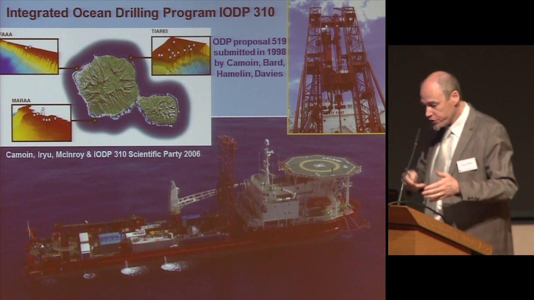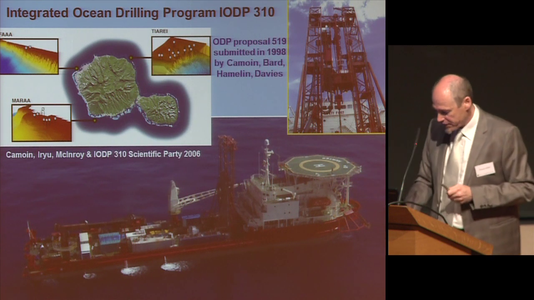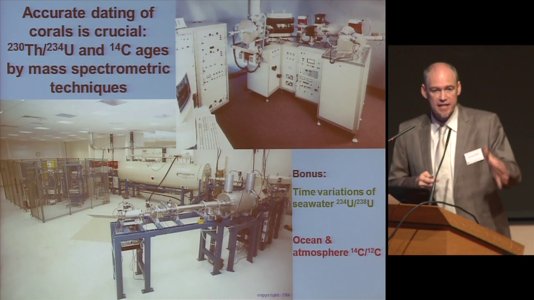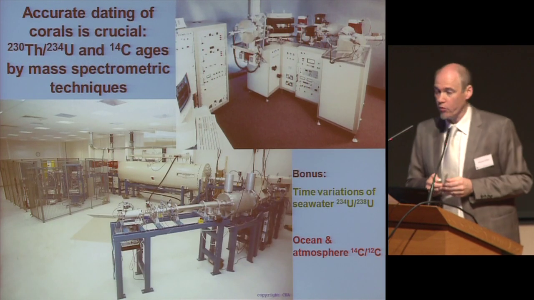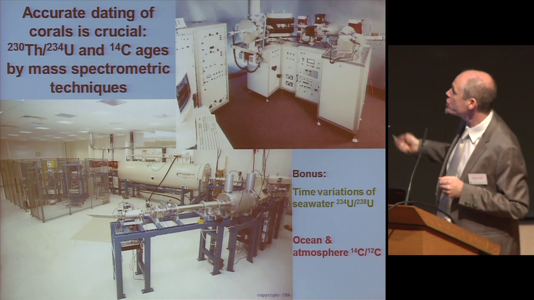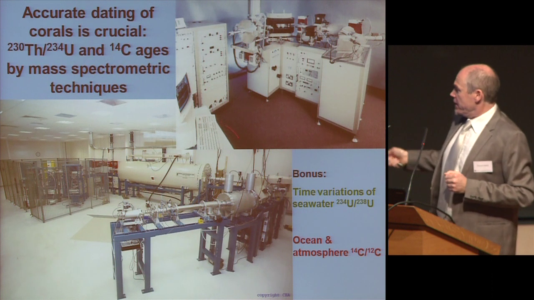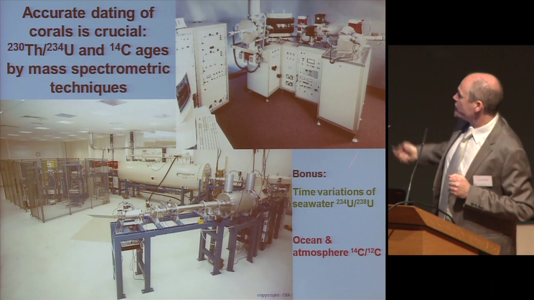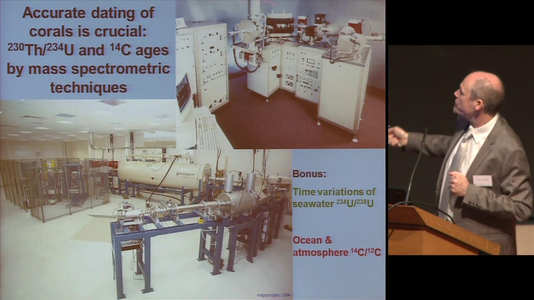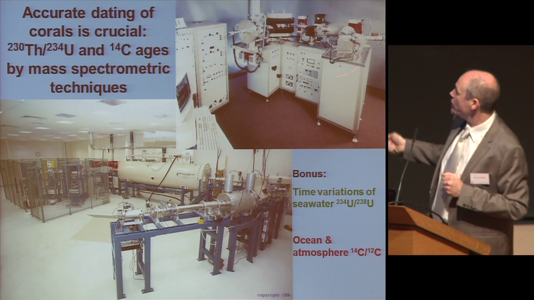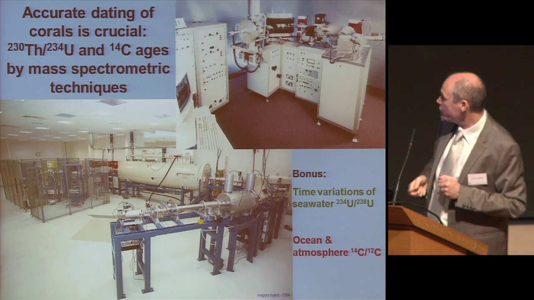So it took us 7 years to convince ODP to drill offshore Tahiti, and then 7 more years to get the results in the lab, because one of the difficulties is that we need quite sophisticated techniques to date those corals. So this is just an illustration of the 2 machines that we used to date the corals of Tahiti. This is an accelerator for doing carbon-14. This is a solid source mass spectrometer with double focusing for measuring the uranium-thorium.